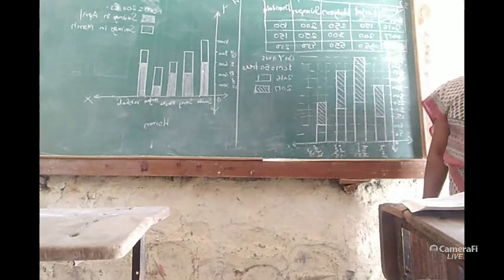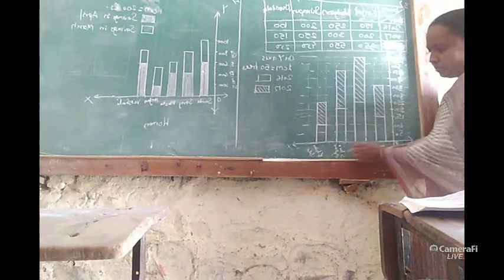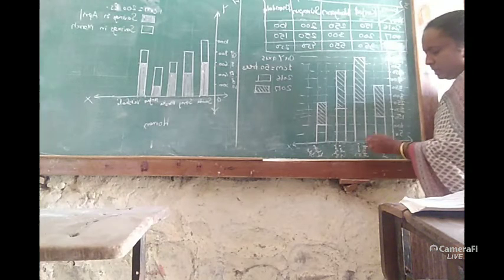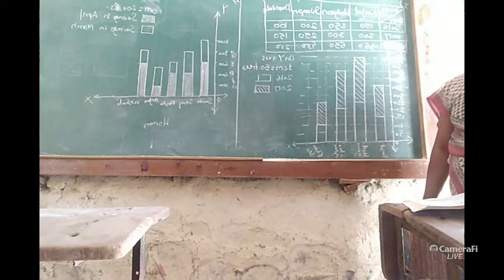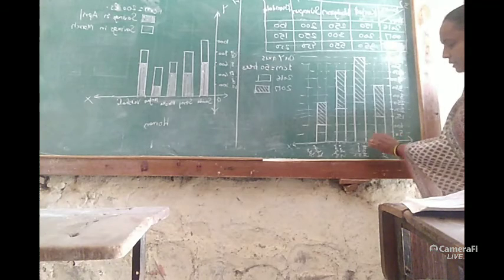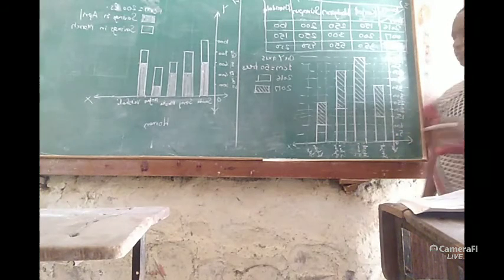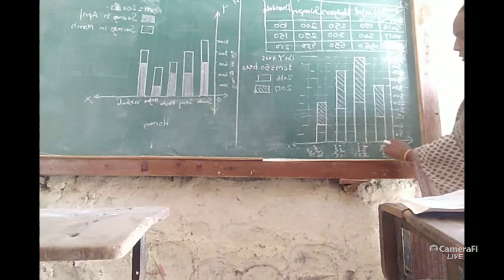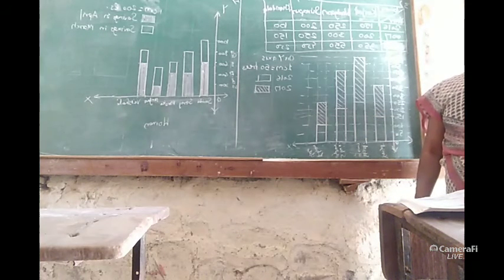Then write the names of the towns on the x-axis. Here I have written down the names. 4 towns are given here. The names are written keeping equal distance between 2 consecutive bars. I have taken 1 centimeter distance between 2 consecutive bars. Like this, you have to write the names of the villages or towns on the x-axis.